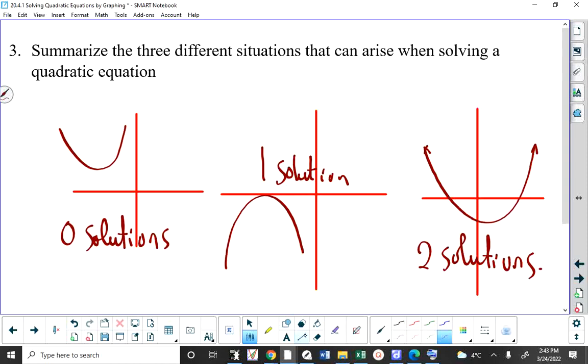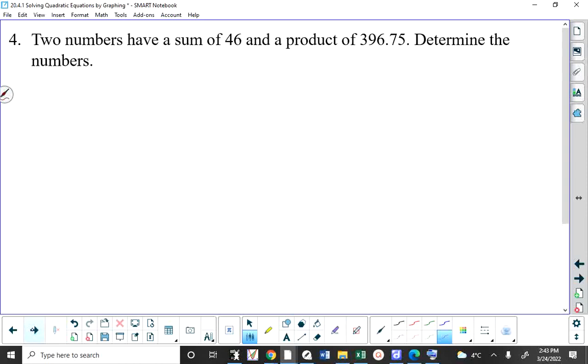And we have one more example we're going to do. You can run from word problems, but they will always catch up to you. Okay? So we have a word problem where we have two numbers that have a sum of 46 and a product of 396.75. We want to determine the numbers. We've got to find two numbers that add together to give 46, but they have a product of that other number. This looks kind of like a setup for a max-min problem, but it's not. We are not going to have a y here. We're going to have an equation to solve that has x.